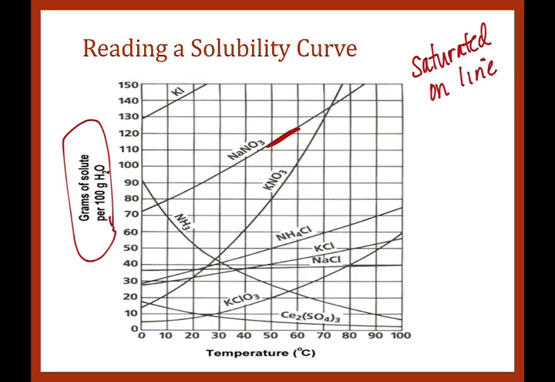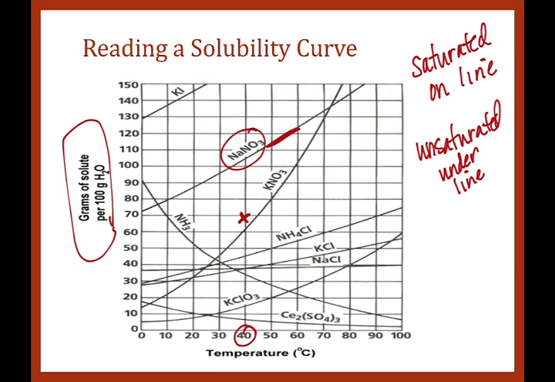If I'm below the line, we're going to use our examples for NaNO3. So let's say we're going to do 40 degrees. If I said, hey, at 40 degrees, I dissolved 70 grams of sodium nitrate, that would be right here, okay? This right here is under the line, so under the line would be unsaturated, because I have not reached the point where I need to yet, okay?